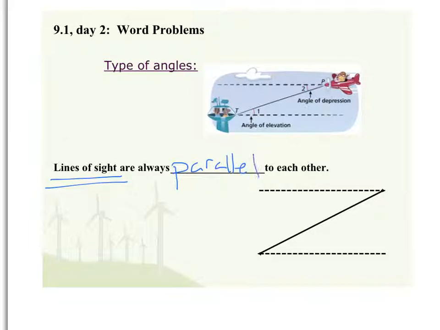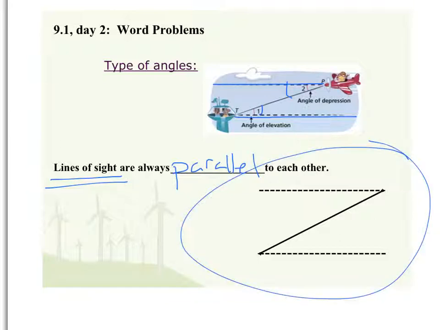Lines of sight are always parallel to each other. If we have an angle of depression, we start with a line of sight that's at the top, and our angle of depression moves downwards. With an angle of elevation, we start with the line of sight that's at the bottom of our diagram, and that angle moves upward.